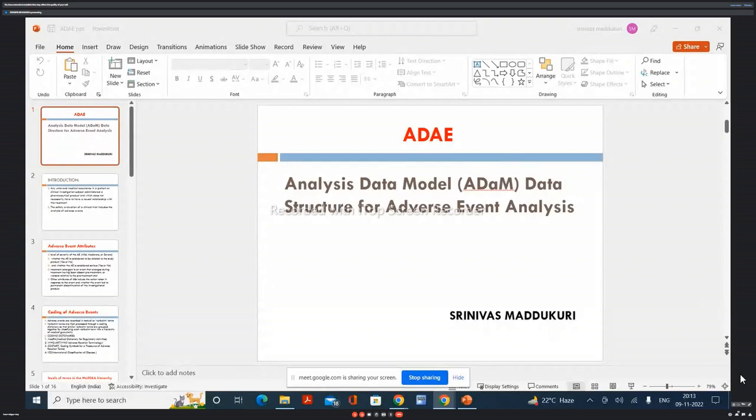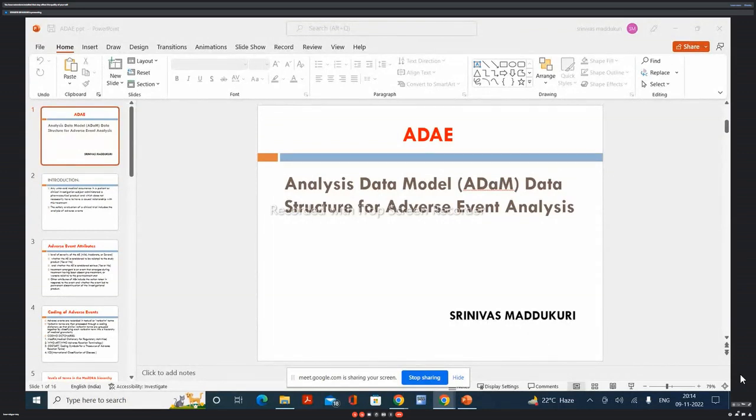Apart from that, ADSL and BDS. What is the full form of BDS, by the way, anybody? Basic data structure. What is the structure of BDS? One or more records per subject, per analysis parameter, per analysis time point, right?